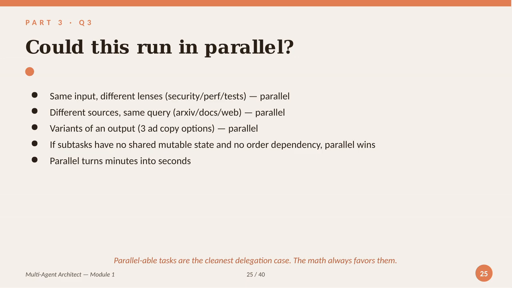Parallelable tasks are the cleanest delegation case the framework finds. The math always favors them. Same tokens, less time, no quality loss. When question 3 returns yes, the task is a strong delegation candidate even before you check the other questions. Parallel turns minutes into seconds when the work permits. Watch for this signal. It's the most powerful one in the framework.